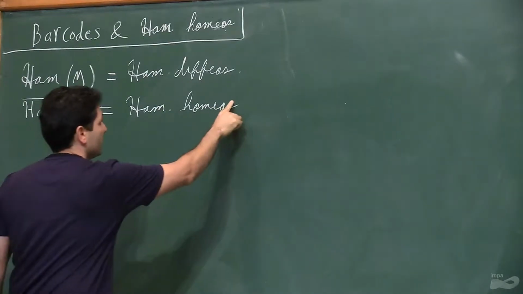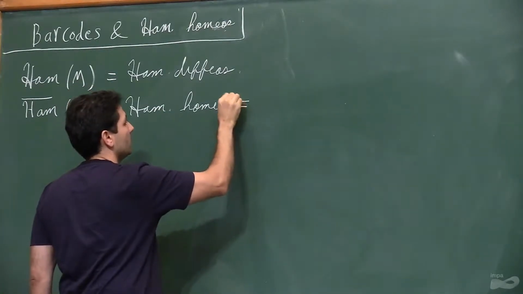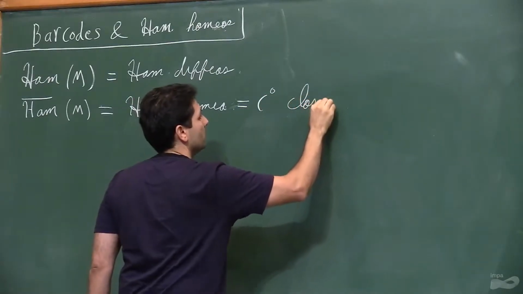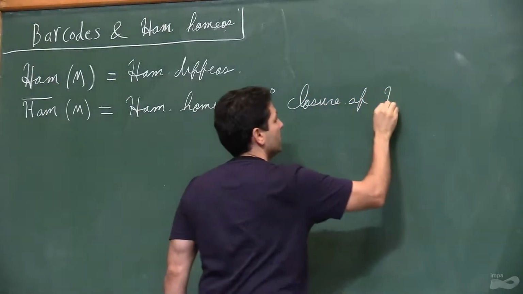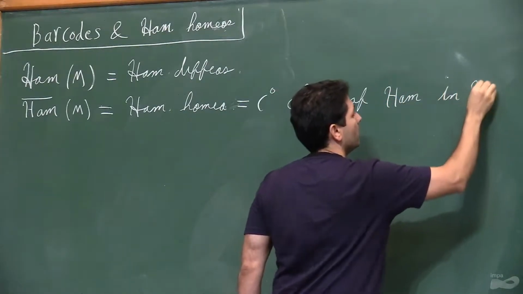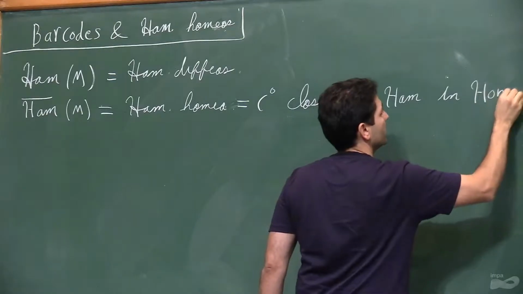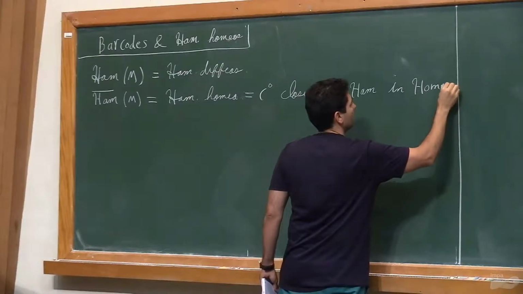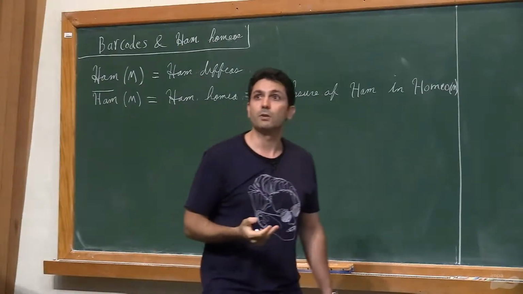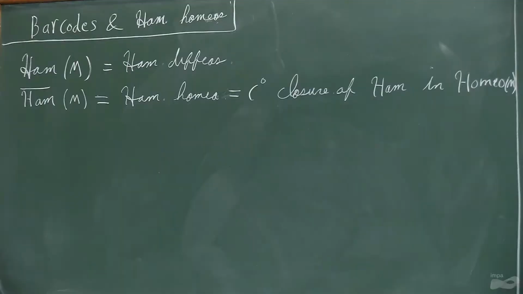These are, by definition, what you get in the C0 closure of Ham, taken inside the group of homeomorphisms of M, Homeo(M). So these are those homeomorphisms which arise as C0 limits of Hamiltonian diffeomorphisms. And one of the main goals of C0 symplectic topology is to study these guys.